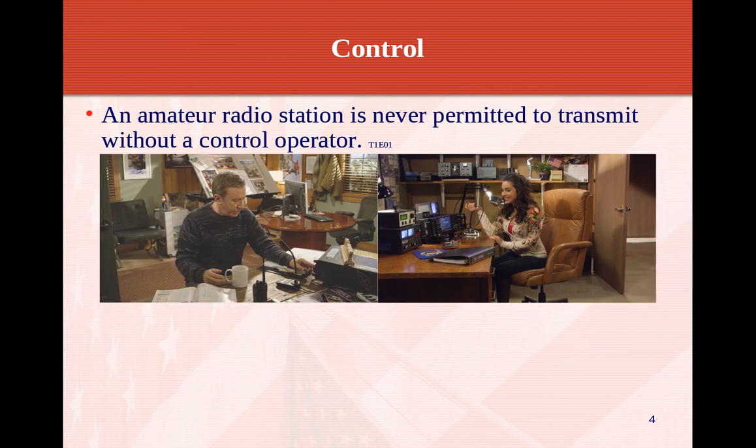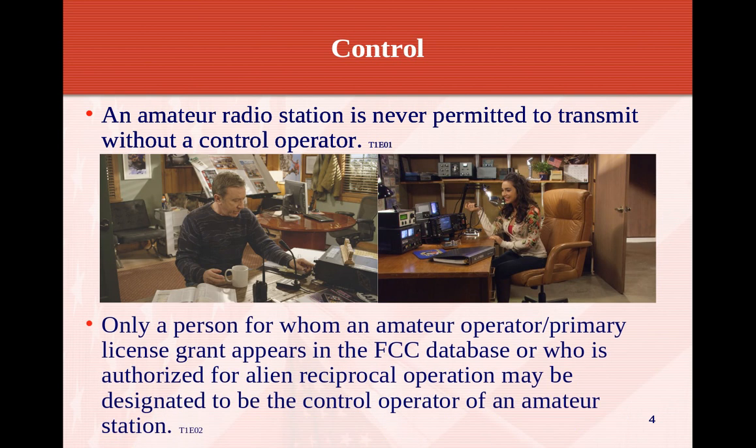Any amateur radio station is never permitted to transmit without a control operator. That's mainly because of a couple things. One, of course, is safety. You want to be able to shut off your transmitter in case it does something funny. So you gotta have someone there to actually shut down the station.